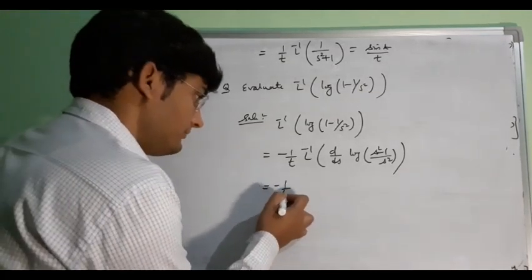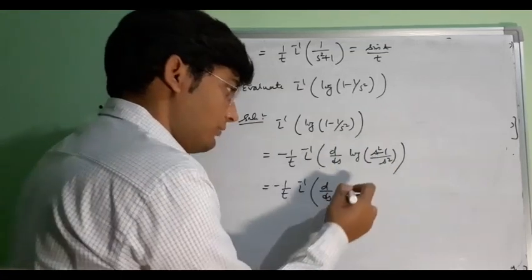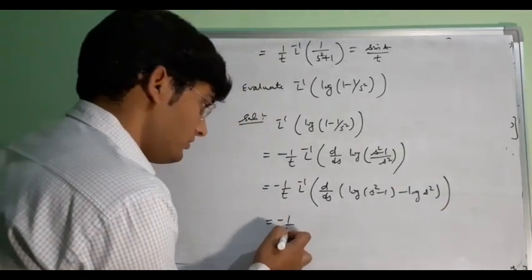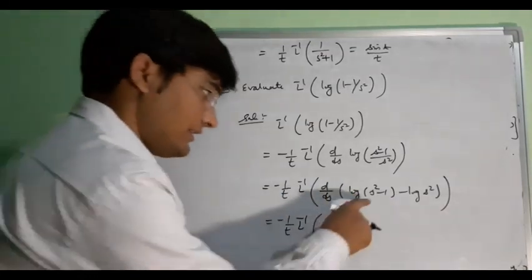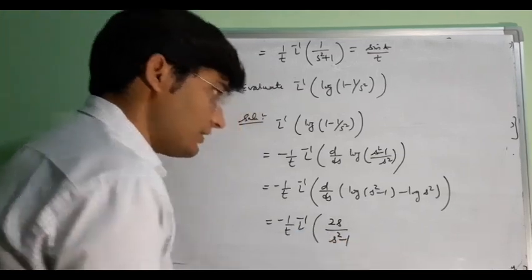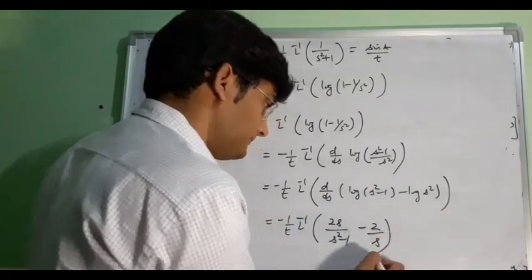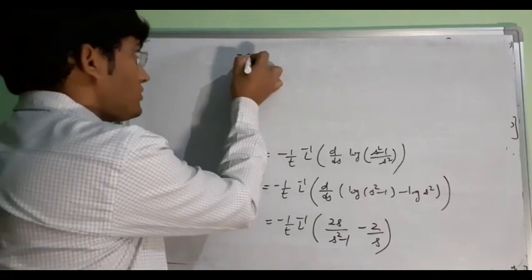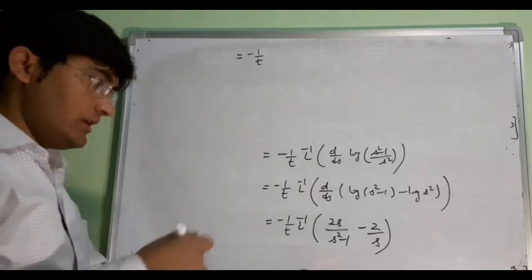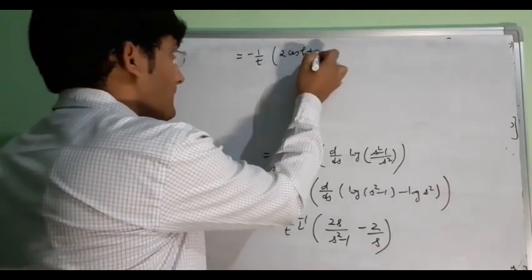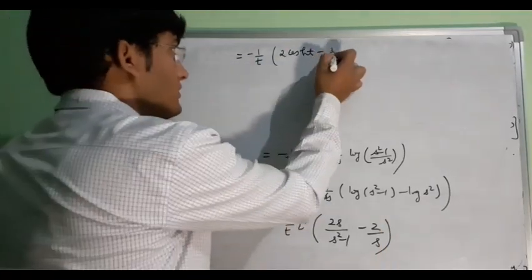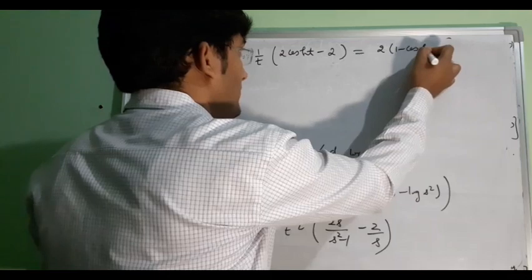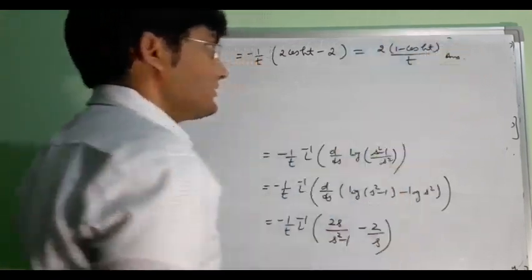So before differentiation, apply the formula of log a upon b, that is log a minus log b. The differentiation of log x is 1 by x, and then differentiation of s square will be 2s. So 2s upon (s square minus 1). Here we will have 2 log s, that means 2 by s. Now the inverse Laplace transformation of s upon (s square minus 1) is cos hyperbolic t, and the Laplace inverse of 1 by s is 1. So your answer is 2 in the bracket, (1 minus cos hyperbolic t) divided by t. This is your answer.